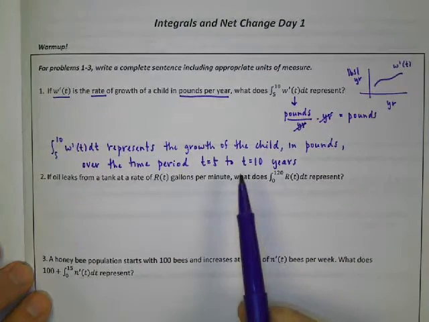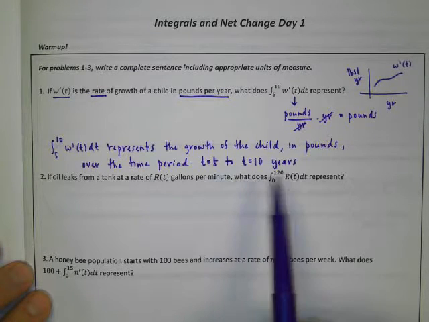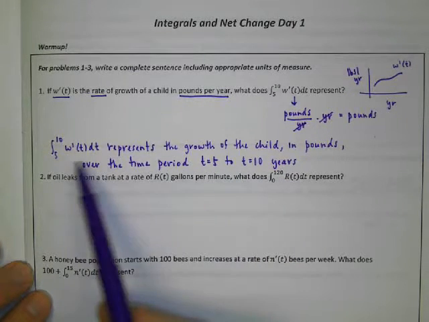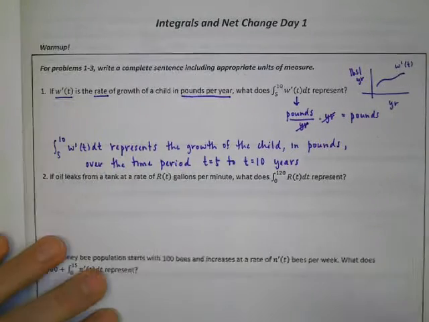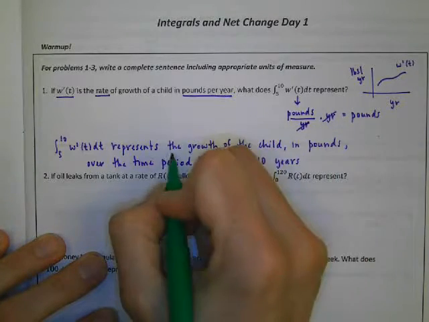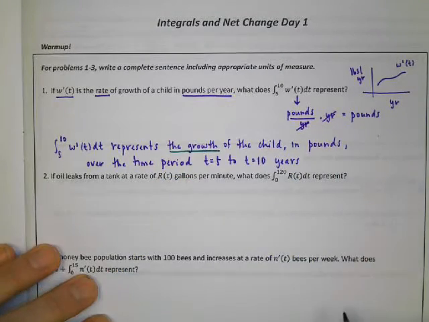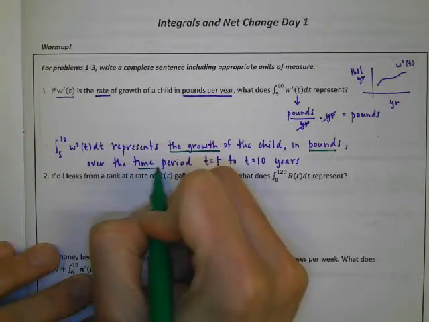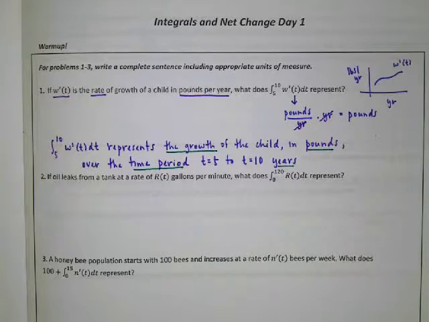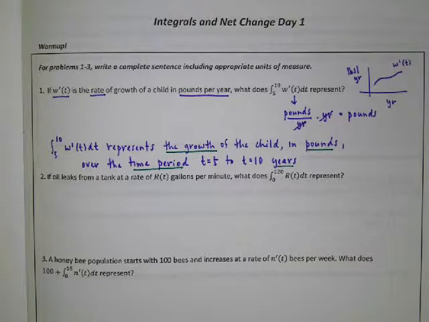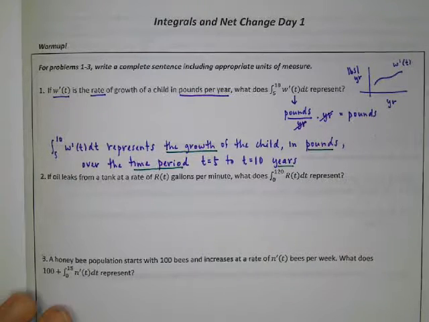You guys have actually written explanations like this. If you think back to when we were doing Riemann sums and we had to write what that integral represented, the same things are going to be important now that were important then. You want to tell what it represents; here it's the growth of the child. You want to specify the units. And then you want to specify the exact time period with units. That would be a complete answer to what that integral represents. So let's look at some more.